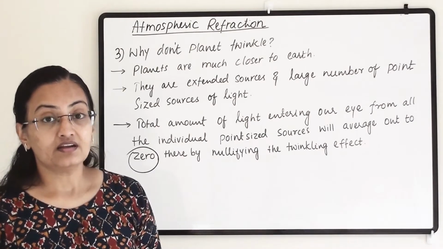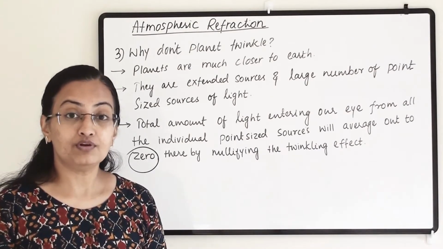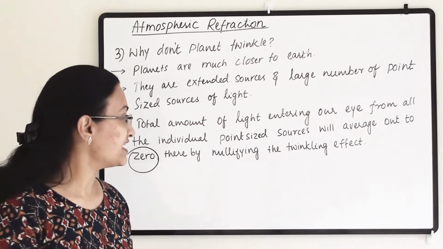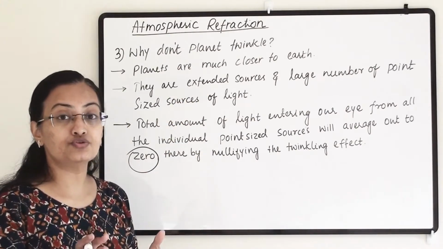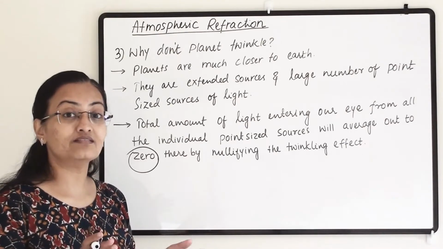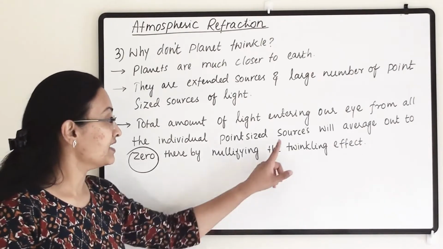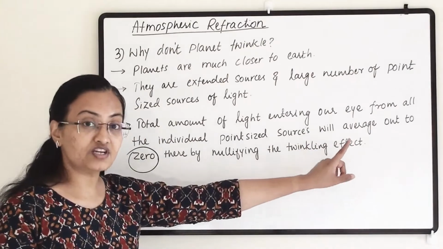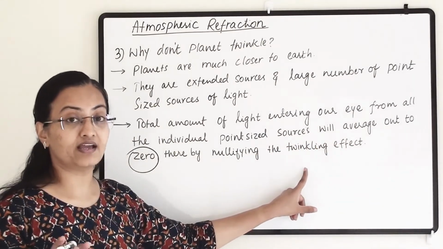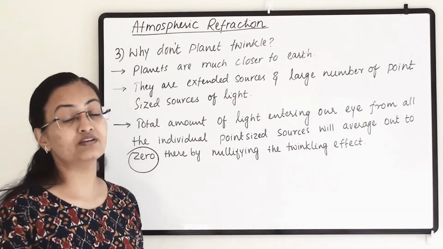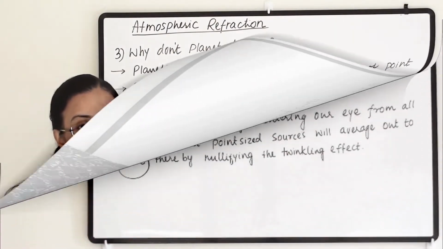They will flicker, and because of that we're able to see them twinkling, whereas for planets, rays are coming from each individual point-size source. When they fall on our eye, it averages out to be zero, and that nullifies the flickering effect and twinkling effect, and that's why planets do not twinkle.